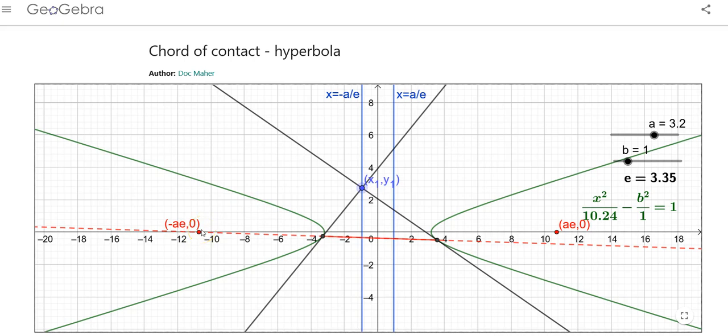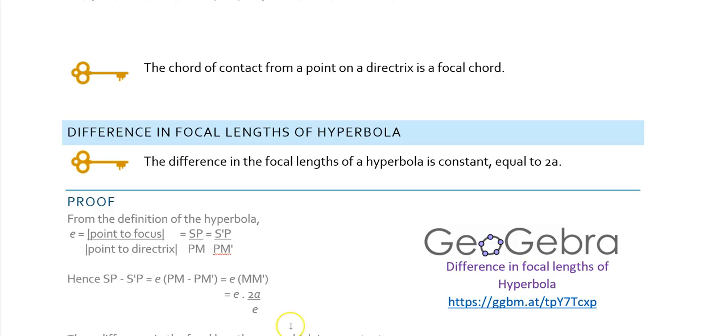If we have a chord of contact where the point of intersection is on a directrix, it becomes a focal chord, and the converse. If we have a focal chord, then the point of intersection of the two tangents must be on the directrix. So, as I said previously, we won't run through the proof of the chord of contact from a point on the directrix being the focal chord, because we know the shape of that proof from the ellipse. We would actually have to get the equation of the chord of contact, which we can, and then see what the question asks, basically.